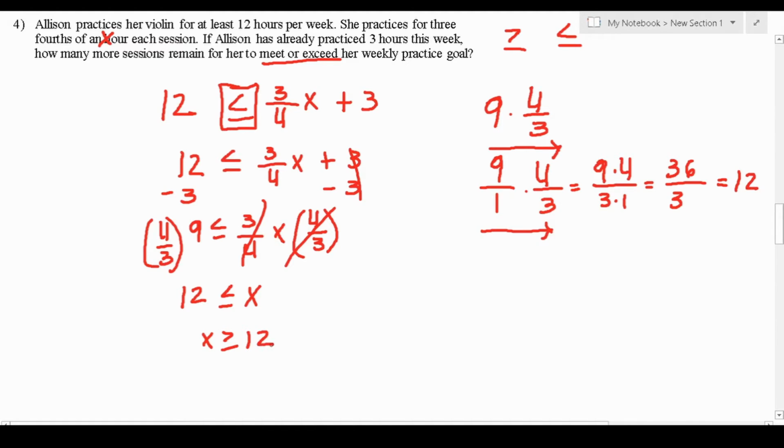So let's interpret it. In other words, this x refers to her practice sessions. She needs to practice at least 12 more times to meet her goal of practicing 12 hours per week. Okay, so that was that one. Again, some multiplication with fractions, which is a good review.